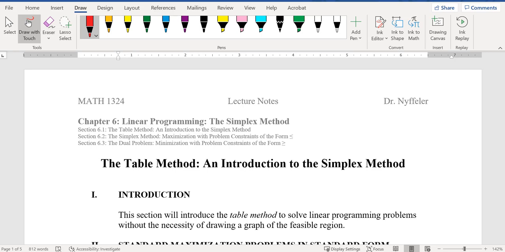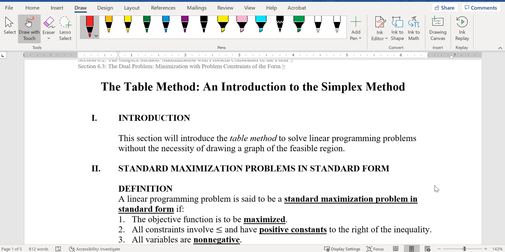A quick introduction. This section will introduce the table method to solve linear programming problems without the necessity of drawing a graph of the feasible region. Remember in the last chapter we solved linear programming problems by graphing the inequalities, finding the feasible region, finding the corner points, and then plugging those corner points into our optimal function. So we're going to solve linear programming problems without doing that process.